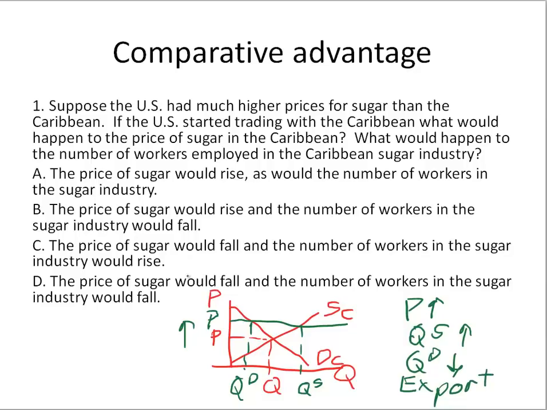Which means now that they're producing more sugar, they need more workers. So the price of sugar would rise. So it's going to be A or B, it looks like. And the number of workers in the sugar industry would, looks like A. Both of them would go up. Okay, let's go to the next one.